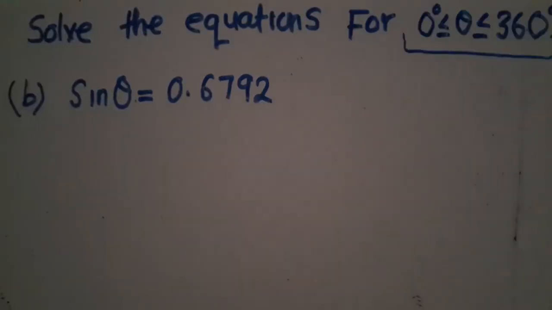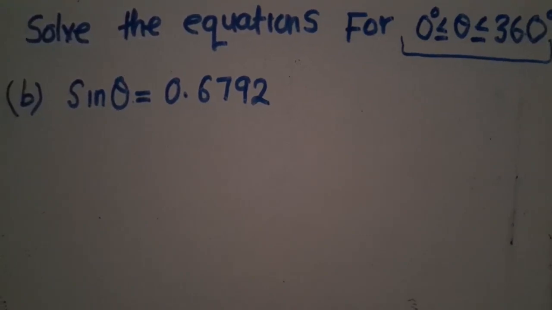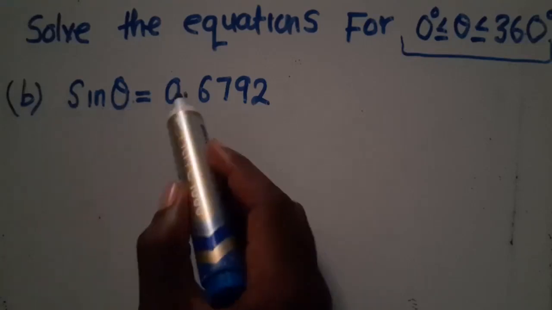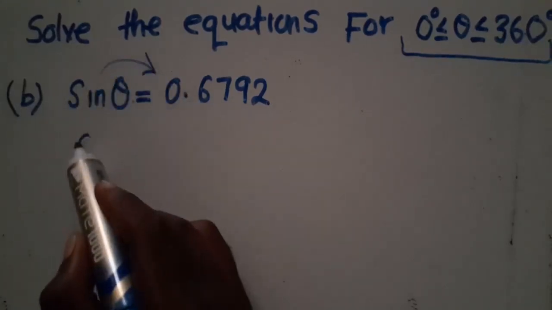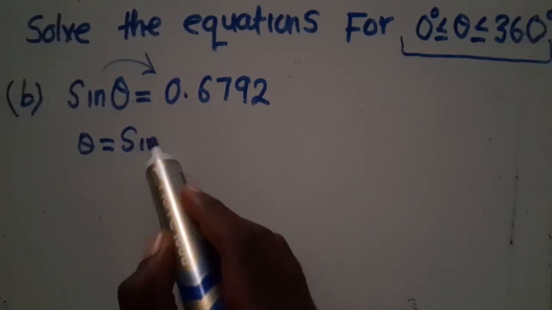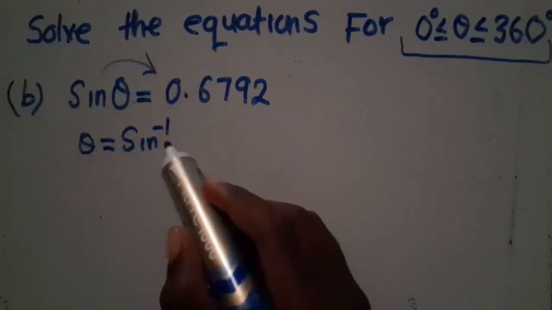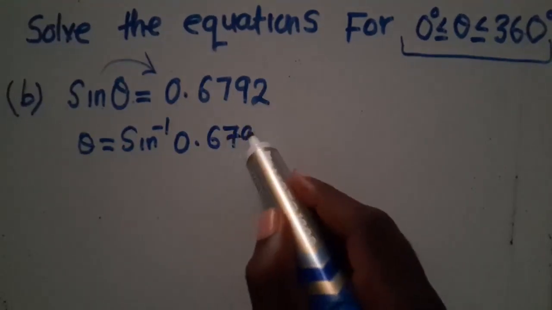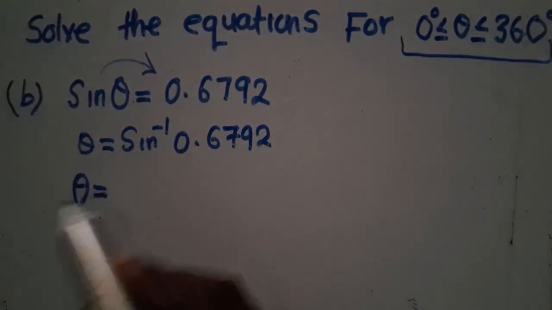This is the question that I'm having on B. This is the question that I wrote down. How do you answer this? Are you supposed to divide with anything here? No, there is nothing there. So just go direct. The sine will now move that side. So you're going to have theta is equal to sine inverse of 0.6792. You know that when it moves this side, it becomes inverse.